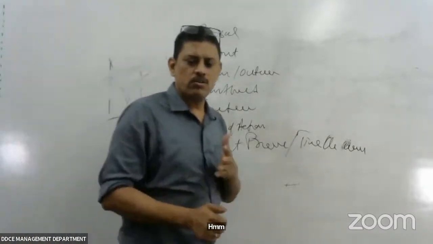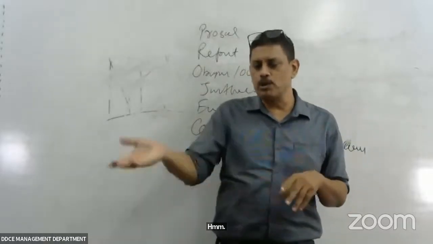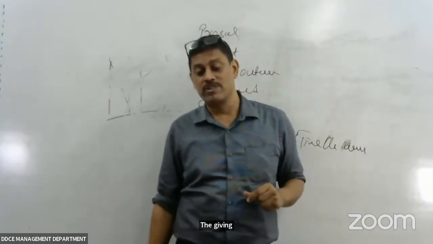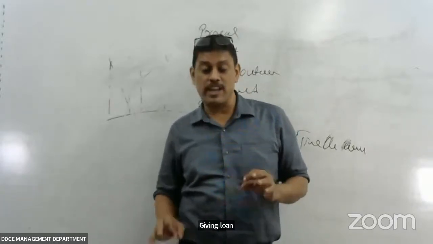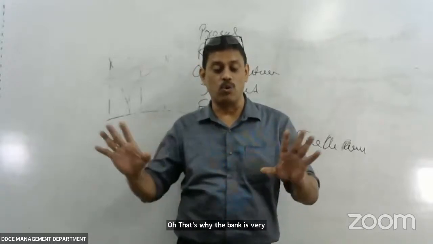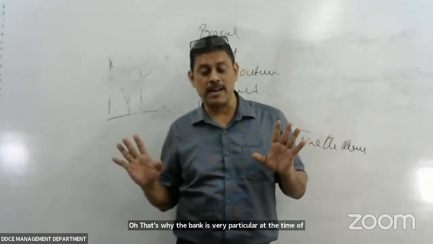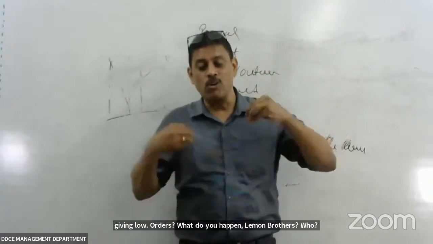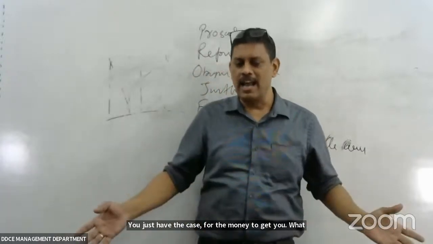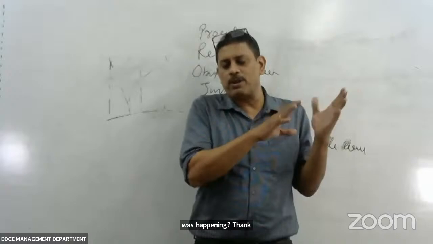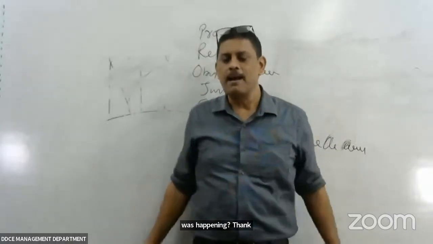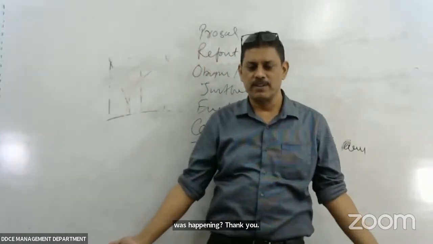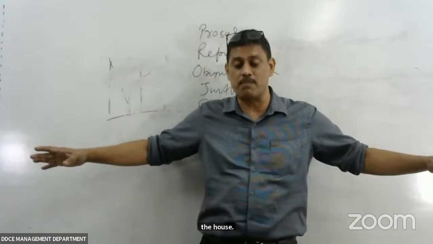What is the source of income of a bank? Depositing money or giving loan? Giving loan. That's why the bank is very particular at the time of giving loan. Or else what will happen? Remember the Lehman Brothers 2007 case. What happened? Banks gave loans, people built houses, and at that point of time they were unable to repay. Then what did the bank do? Bank captured all the houses. Now the bank has many houses, but money is not there. The bank crashed in a crisis.